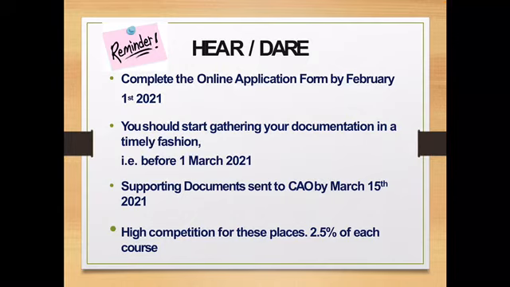On completion of the application form, it must be in by the 1st of February. We basically then have to start gathering documentation in a timely fashion. This could be any reports confirming dyslexia, etc., or if you have a consultant who they are under, maybe they have to complete a report for them as well. The supporting documentation has to be sent to CAO by March 15, 2021. Sorry, that should say 2022, actually.